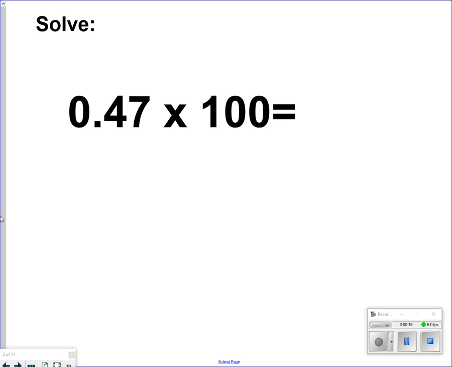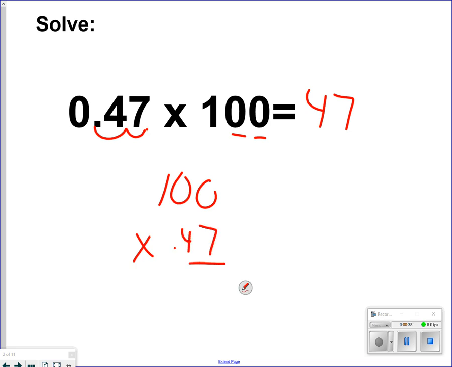This first one we have 0.47 times 100. Probably wondering, okay, how do I do that? All you have to do is you take a look here. You have 100, you have two zeros. So you're just going to move this decimal two spots. So that equals 47. If you don't believe me, take a look. 100 times 0.47. Let's multiply this.